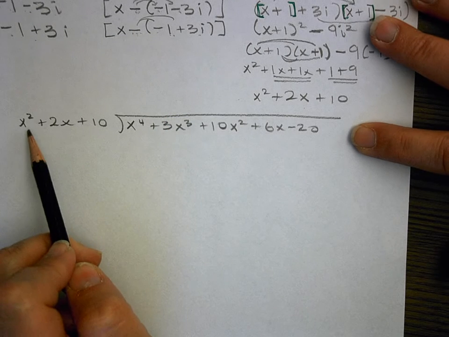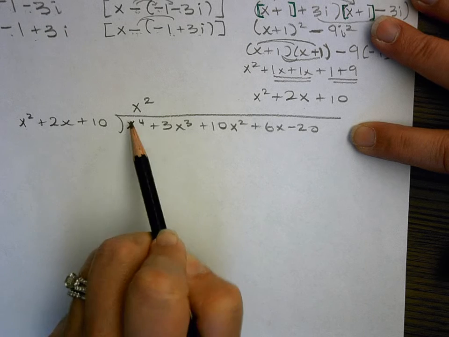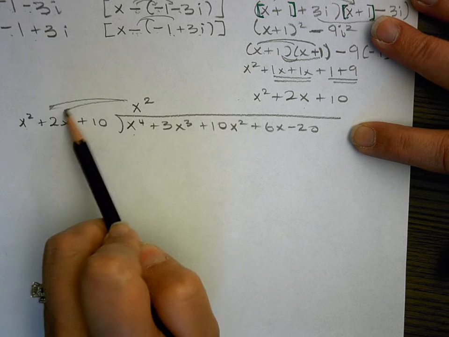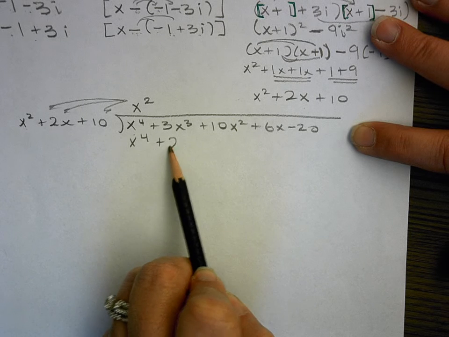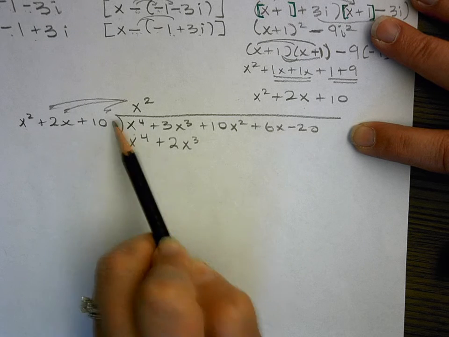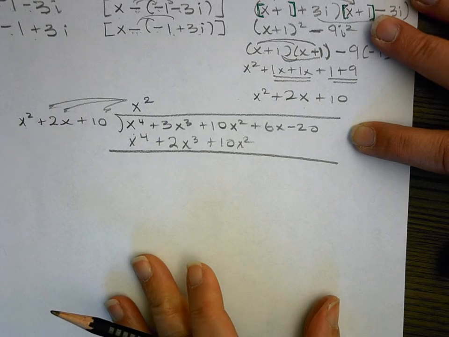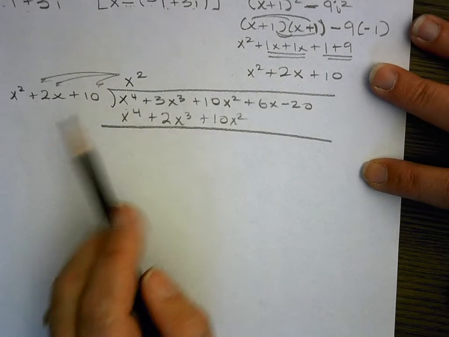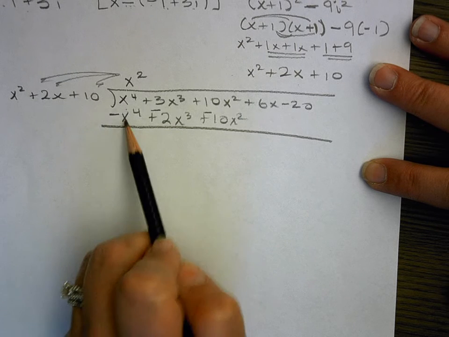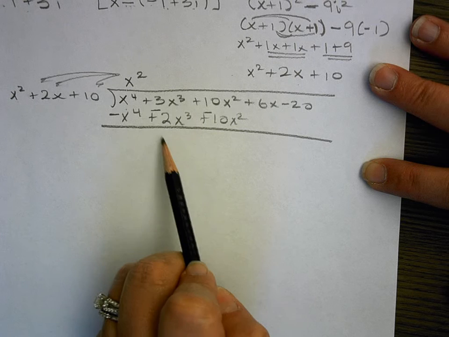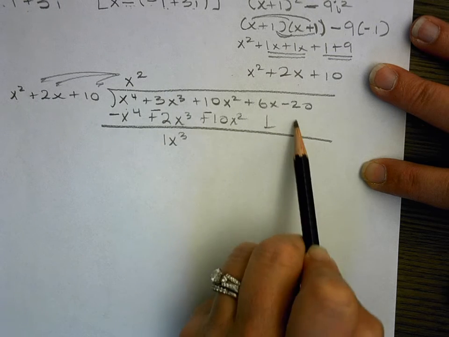So what do I multiply x squared by to get x to the 4th? It was x squared. And then now distribute that to each of those terms. So that would give me x to the 4th, and then plus 2x cubed, and then 10 times x squared is 10x squared. And then now I'm going to go ahead and subtract those, and when I do, I'm subtracting all of them. So subtracting across the board. So that would give me 0, and then 3x cubed minus 2x cubed is 1x cubed, and then that would give me 0 as well. And then I'm going to carry both of those terms down.